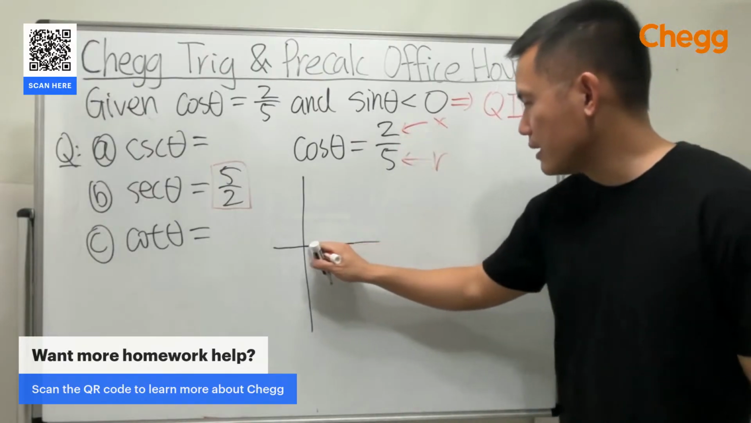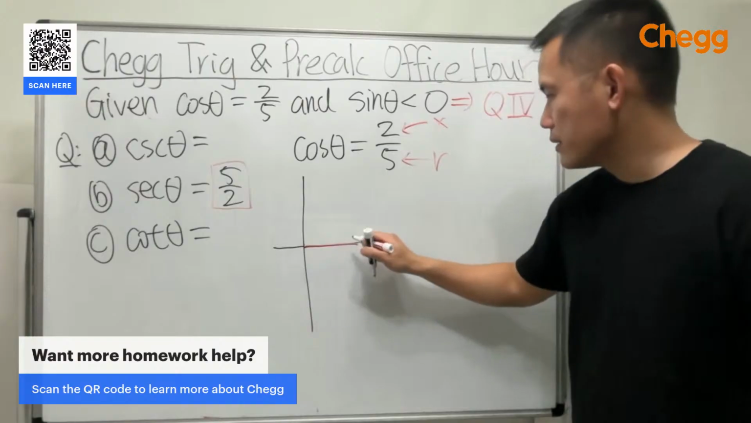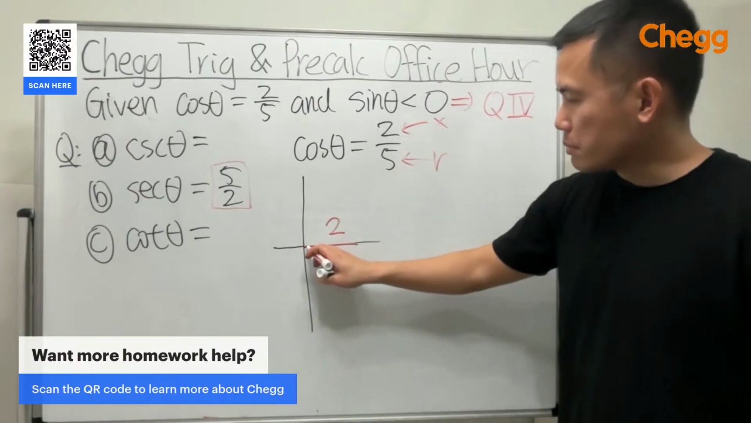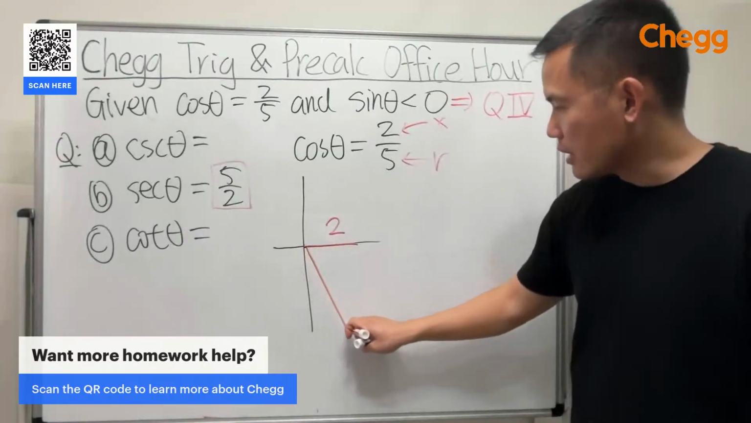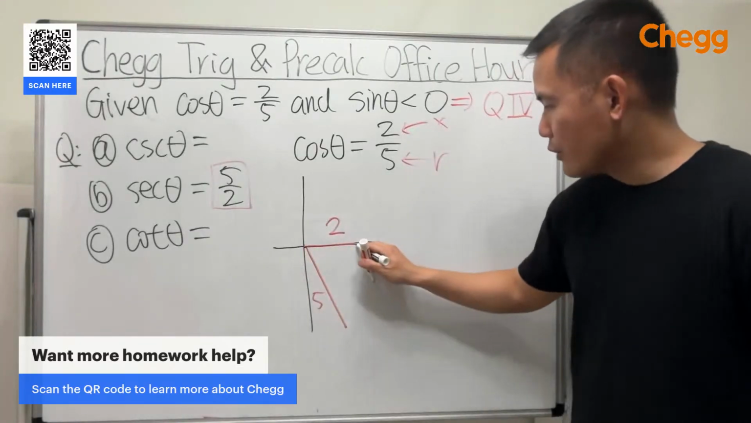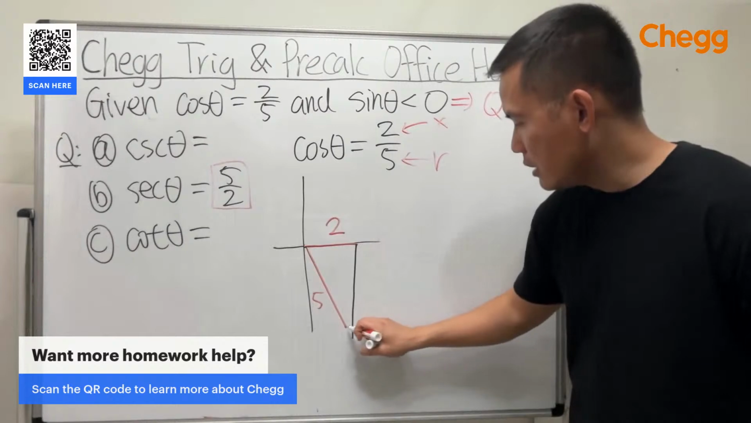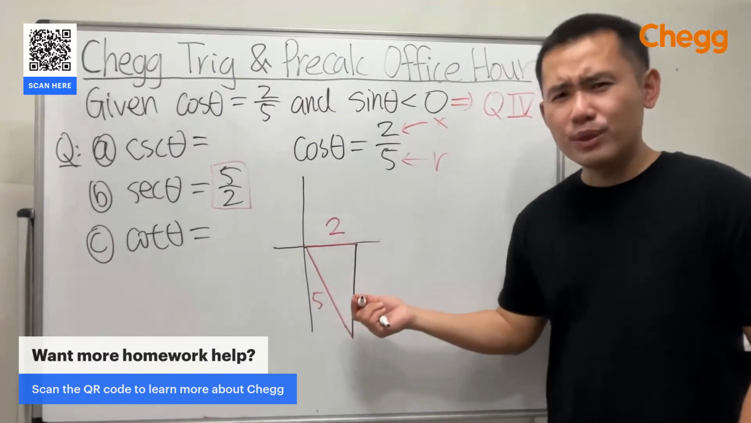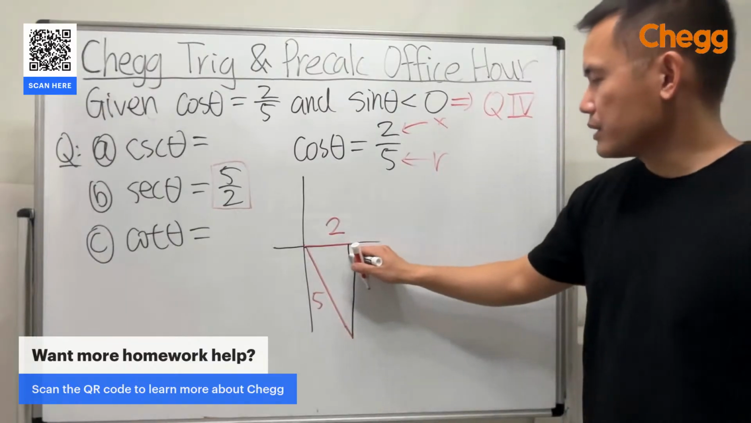I'm just going to put it down. Let's say somewhere here. This is 2. And then the r is the hypotenuse. It's always positive. I'm going to put it down like this, somewhat like that. And then we will have to figure out the opposite. Once we have this triangle, we're pretty much done. And this is how you do it.